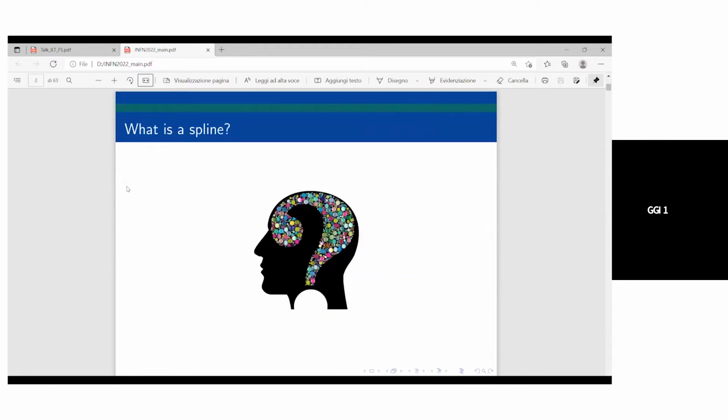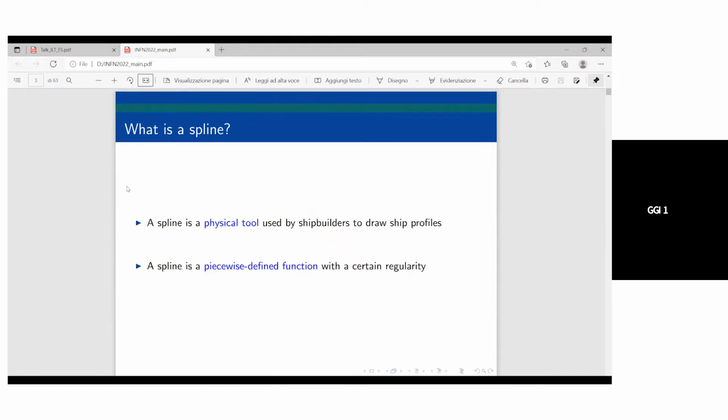So this is the main question. What is a spline and how can we use it to model a set of discrete data? First of all, it's important to know that spline means two different things. The first one is a physical tool that was used in the past by shipbuilders to draw ship profiles. And it is also, and this is more important for me, a piecewise defined function with a certain regularity.